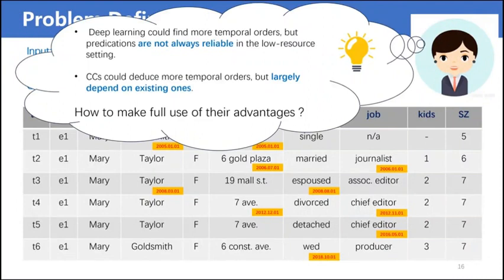The main idea in our paper is that deep learning could find time orders, but predictions are not always reliable, especially in the low resource setting, which means that there are not many existing timestamps. The CC rules could deduce more time orders, but the CCs largely depend on existing ones. How to combine them and make use of their advantages is the main aspect of this paper.